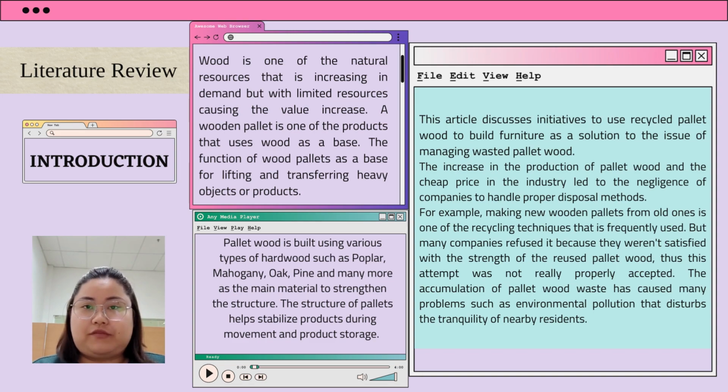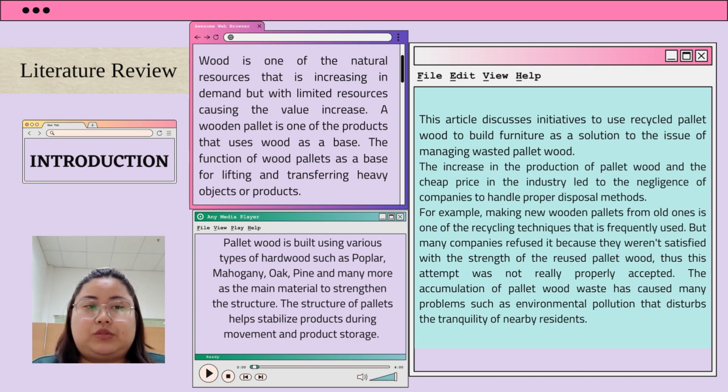Next is literature review. Introduction. Wood is one of the natural resources that is increasing in demand but with limited resources, causing the value to increase. A wooden pellet is one of the wooden products that uses wood as a base. The function of wood pellets is as a base for lifting and transferring heavy objects or products.